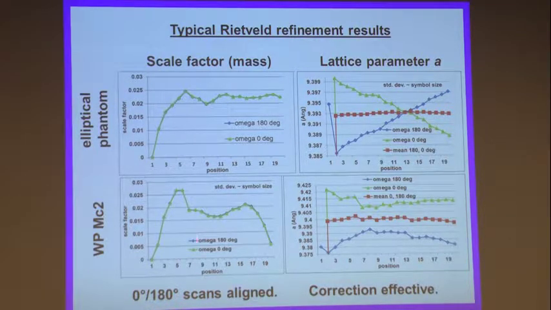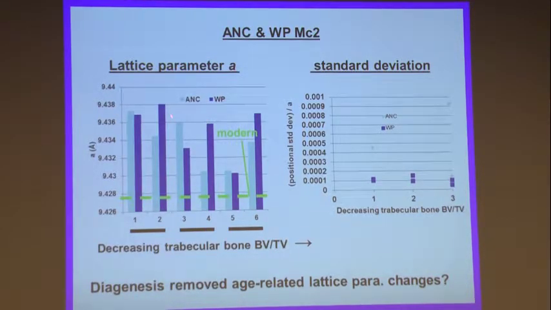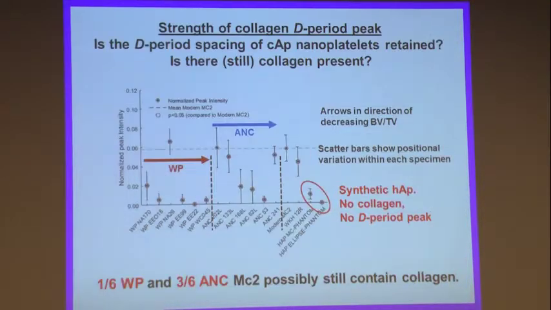This is what we would see for one of the typical archaeological metacarpal bones. We see this sort of variation, and we once again get an effective correction. When we put all of those together, we see a pattern of lattice parameters going for decreasing trabecular bone volume fraction, which means age. We see the lattice parameters are all over. And this is actually not surprising because of the change of the bones, diagenesis, that occurs very non-uniformly, even at the same cemetery site.